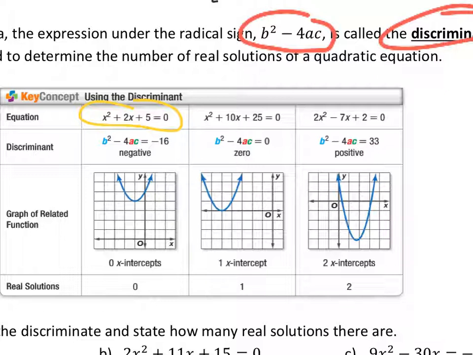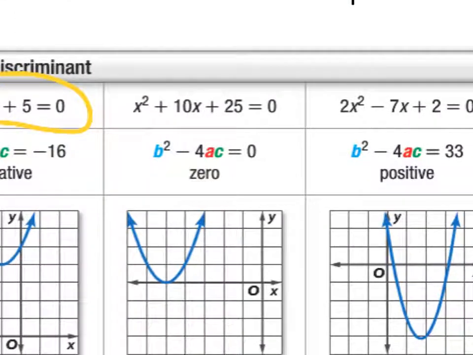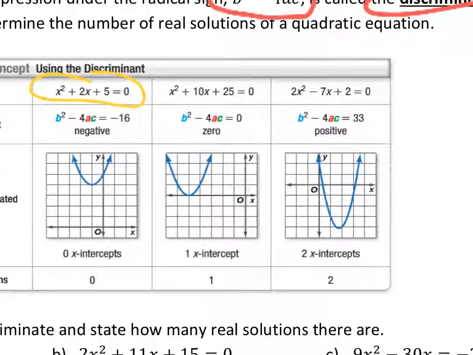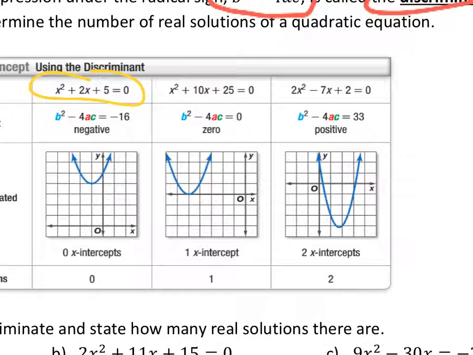Okay, next one. X squared plus 10x plus 25. A is 1, B is 10, C is 25. If we plug those in, we're going to get 100 minus 100, which is 0. So there's that 0 answer. So that means there's going to be one intercept, where this parabola intersects the x-axis. There's going to be one answer, with that minimum there. There's one x-intercept. There's only one root.